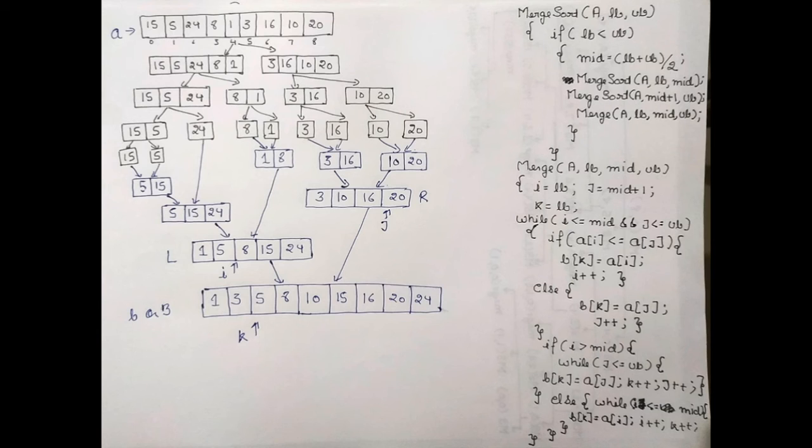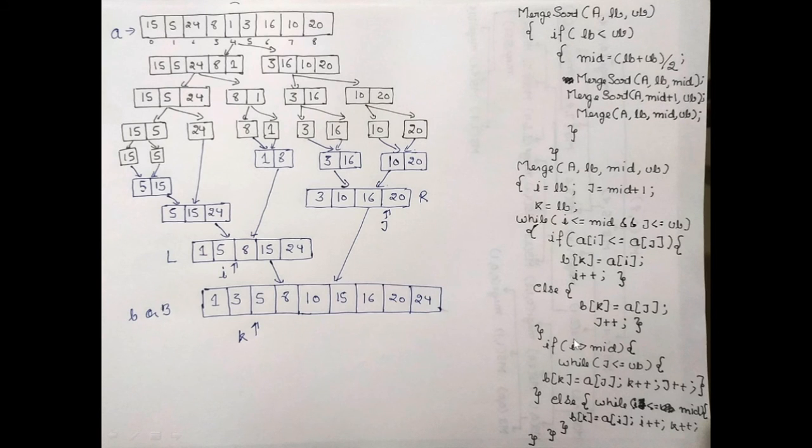So j had value 1, and now it has moved on to 2. Again we'll go inside this while loop. We'll check if a of i, that is 15, is less than or equal to a of j. Now j has a value of 2, and it is pointing to element 24. Now 15 is less than 24. Yes, so in that case, b of k.